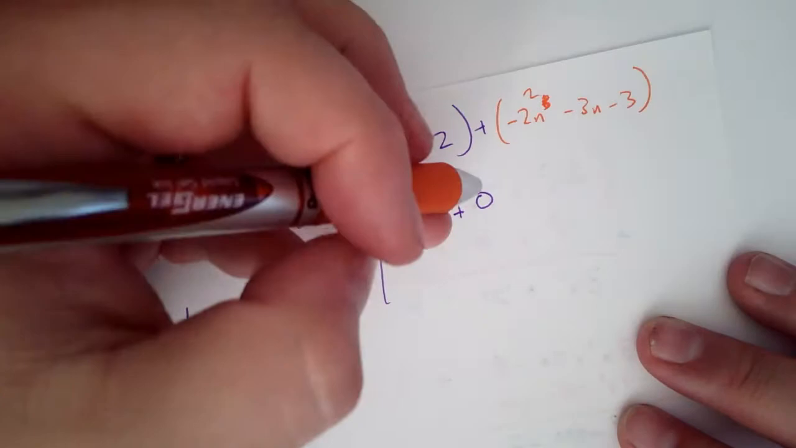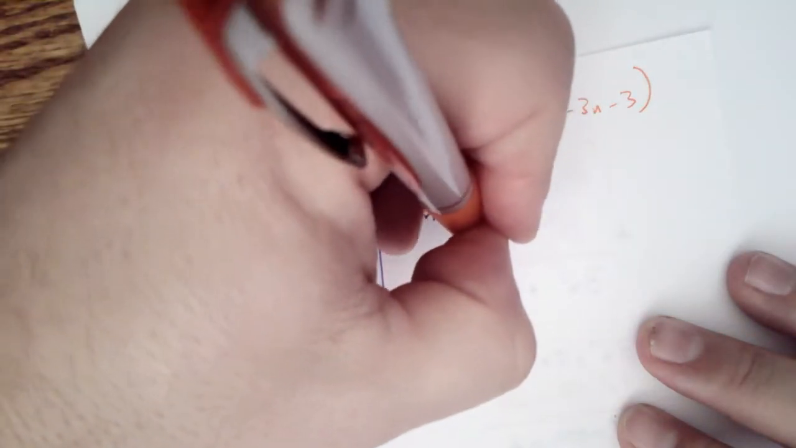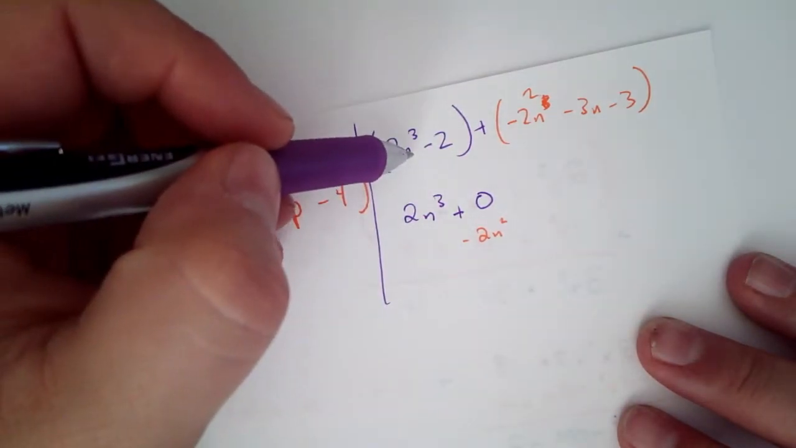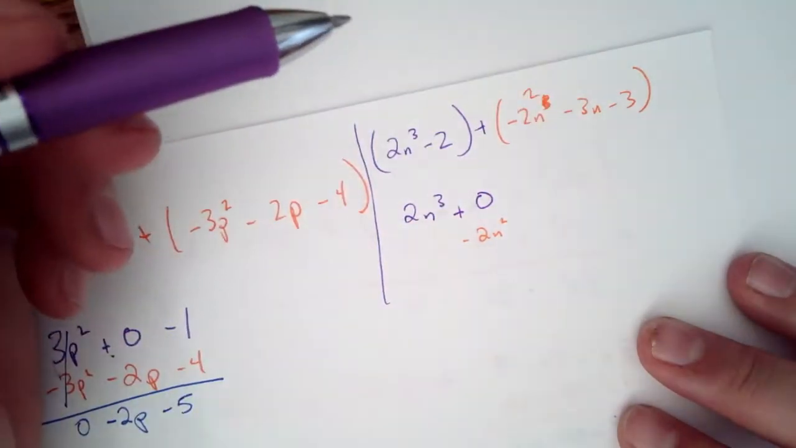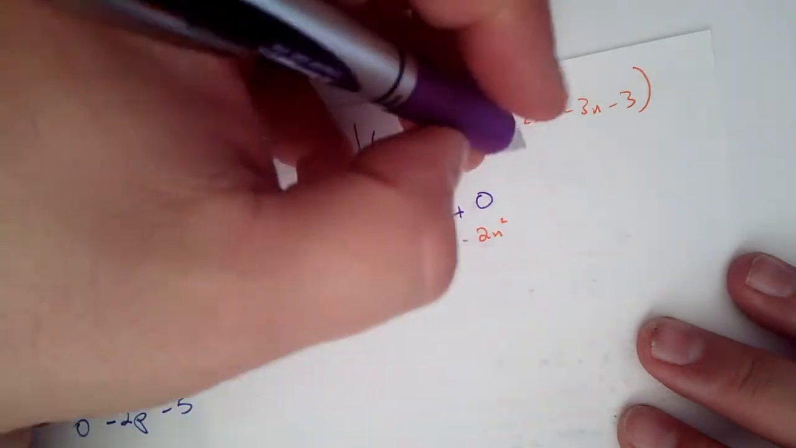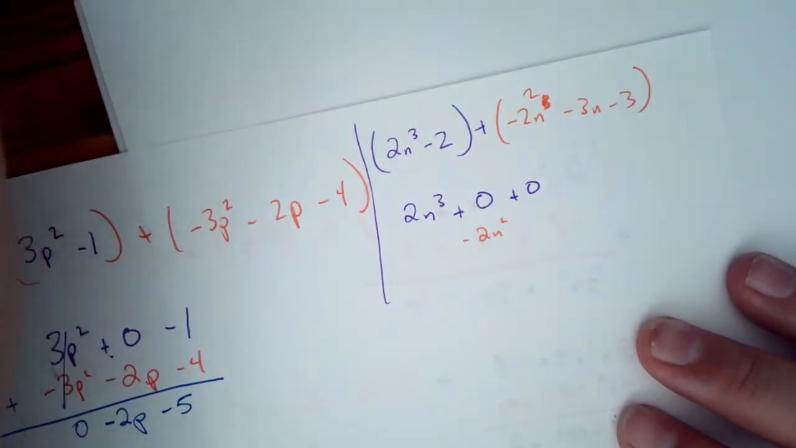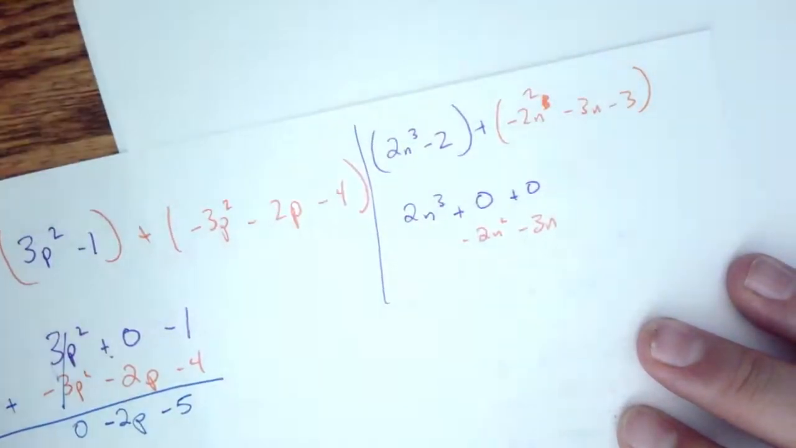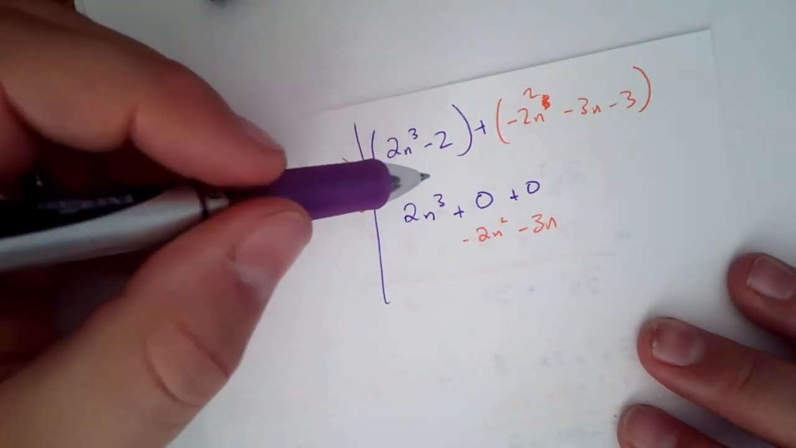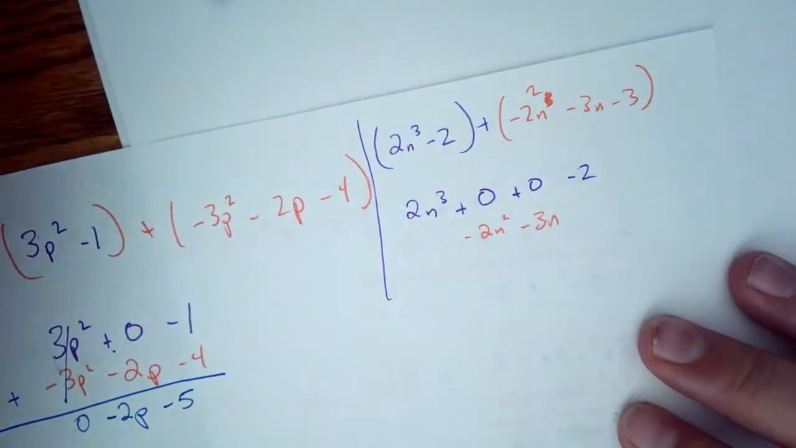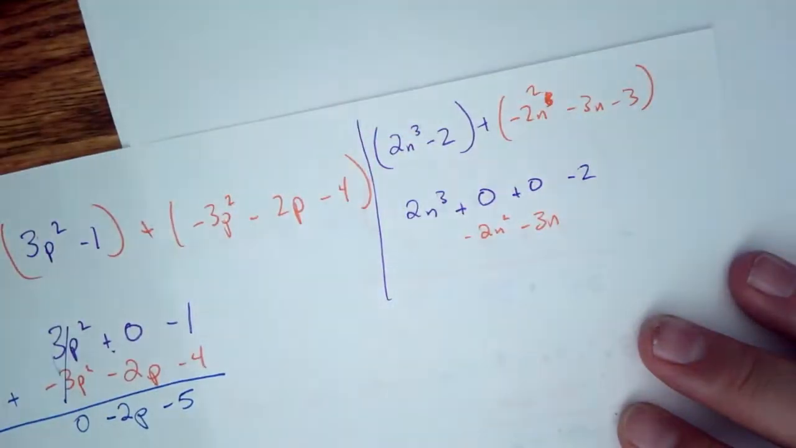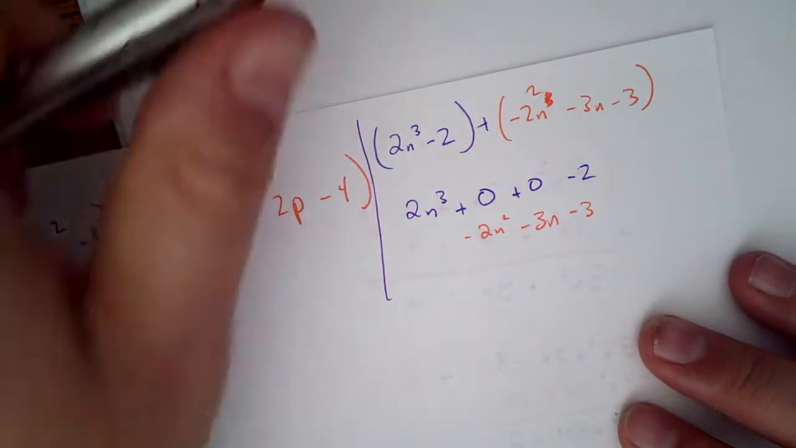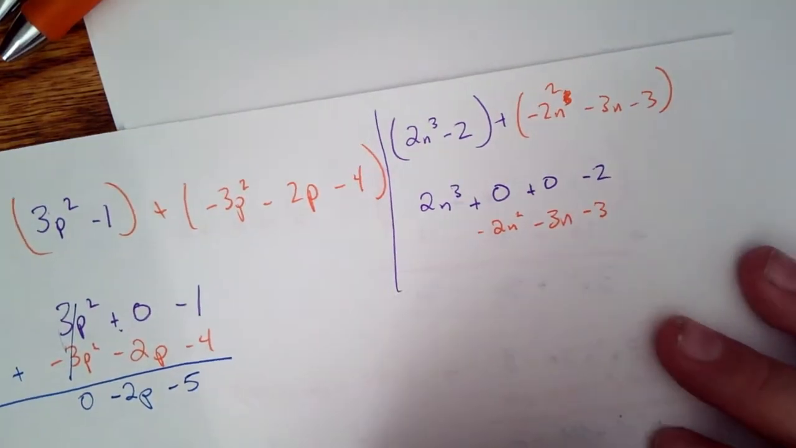And then we'll go to minus 2n squared for that side. I have no regular n for purple, but I do have a regular n with no exponent for orange, so I'm going to say another plus 0 for purple. And now I'm going to add minus 3n for orange. Now I'm on to my constants. We have a minus 2 for purple, and we have a minus 3 for orange. So everything's all nice and lined up, and now we just have to combine our top and bottom.